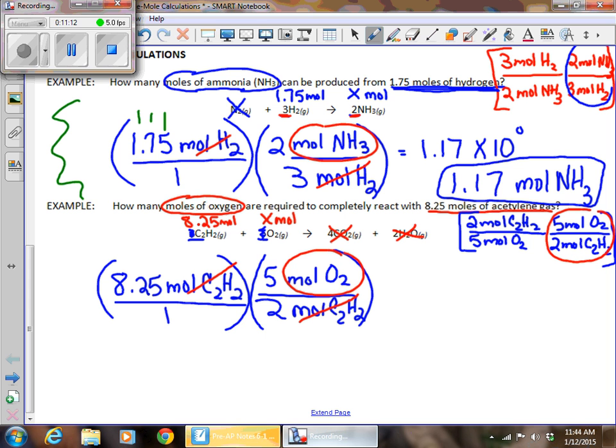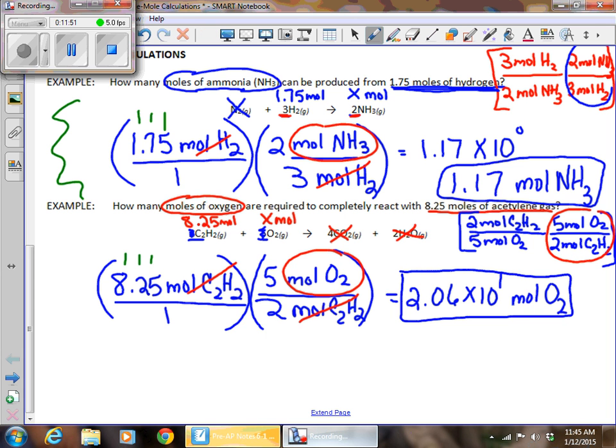When I multiply this out, once again, it looks like I'm going to need 3 sig figs because of that given value. And when I take 8.25 times 5 divided by 2, I'm going to end up with 2.06 times 10 to the first moles of O2. Make sure it's in scientific notation and 3 sig figs when you get this answer. And that's stoichiometry mole-mole calculations.